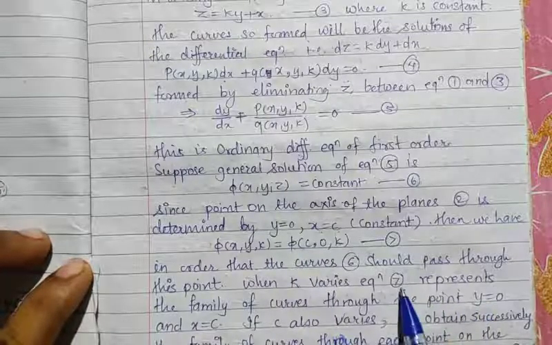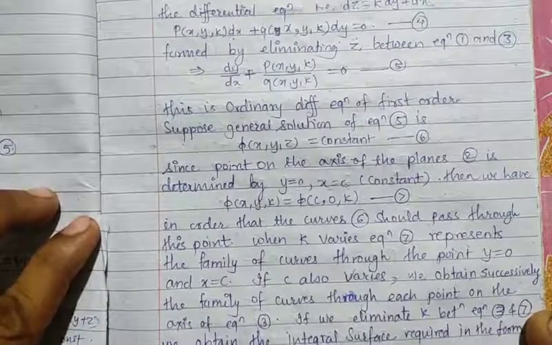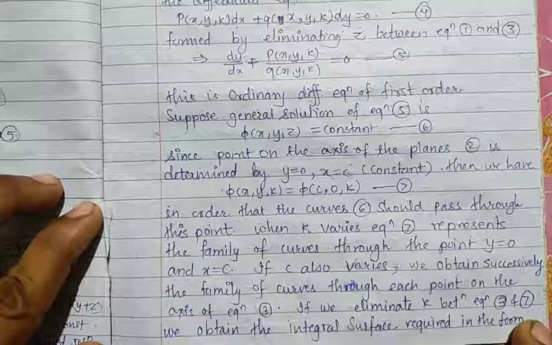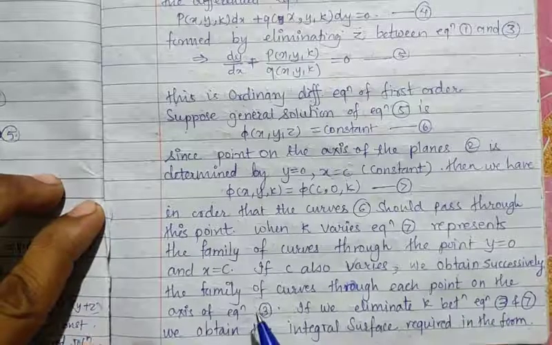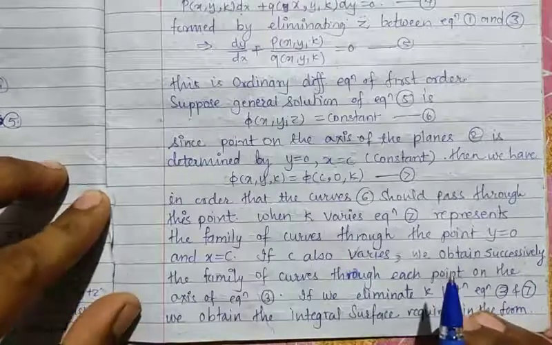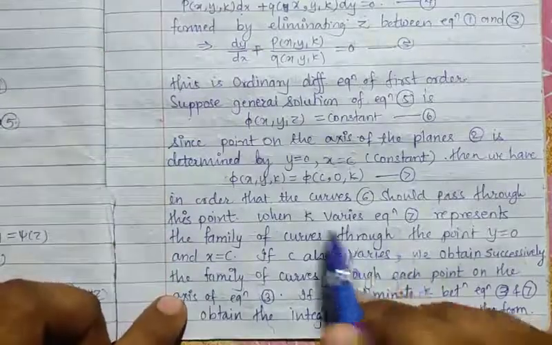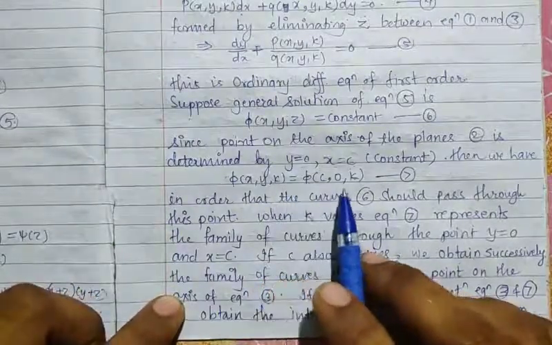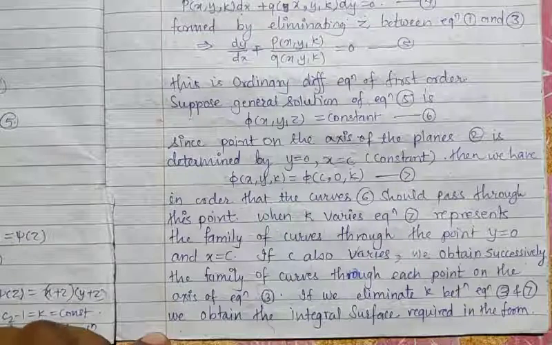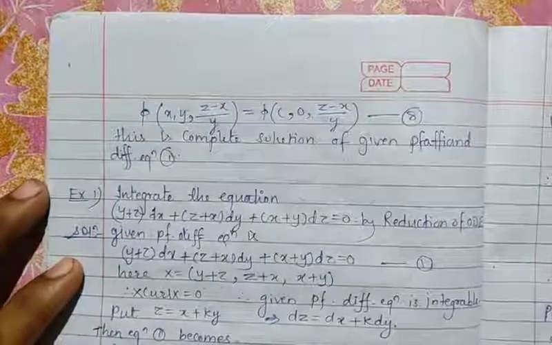Equation 7 represents the family of curves through the point y = 0 and x = c. If c also varies, we obtain successively the family of curves through each point on the axis of the equation 3. If we eliminate k between equation 3 and 7, what is equation 3? Equation 3 is z = ky + x and 7 is phi(x,y,k) = phi(c,0,k). Eliminating k between these two equations, we obtain the integral surface required in the form.